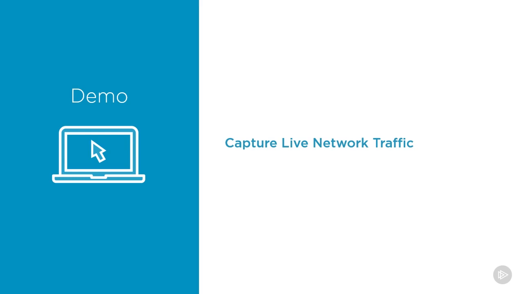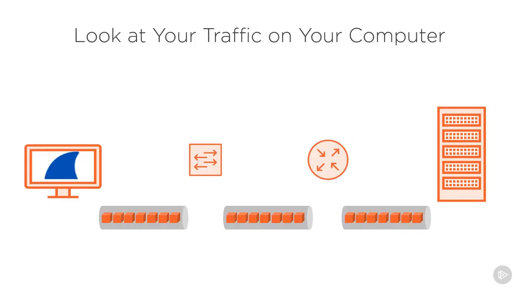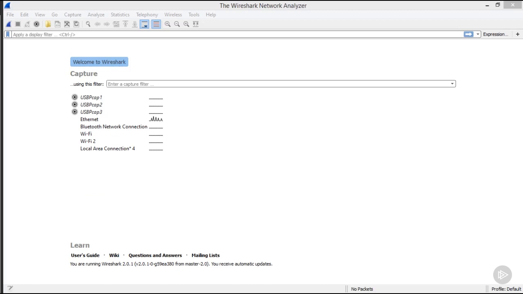In this demonstration, we're going to get you up and started with your first live network traffic capture. The easiest way to start successfully capturing traffic using Wireshark is to capture your own local traffic. So we need you connected to the network. Go ahead and bring up the Wireshark application.